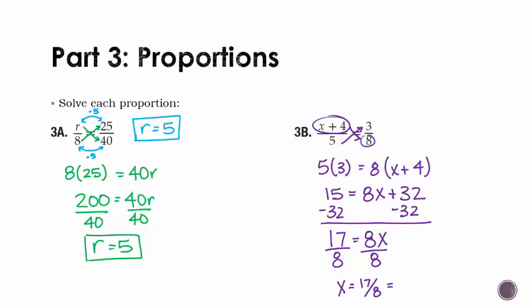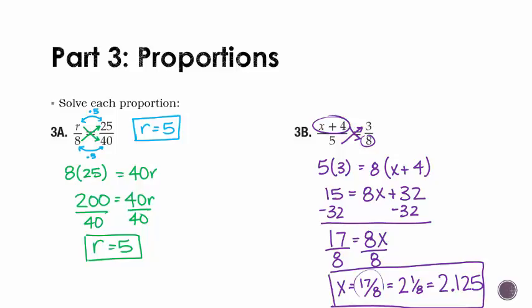And if you wanted to, you could change this to a mixed number. It'd be 2 1/8. Or you could even type it into your calculator and you would get 2.125. Any of those three answers are totally acceptable. I would personally leave this first one because it's less work.